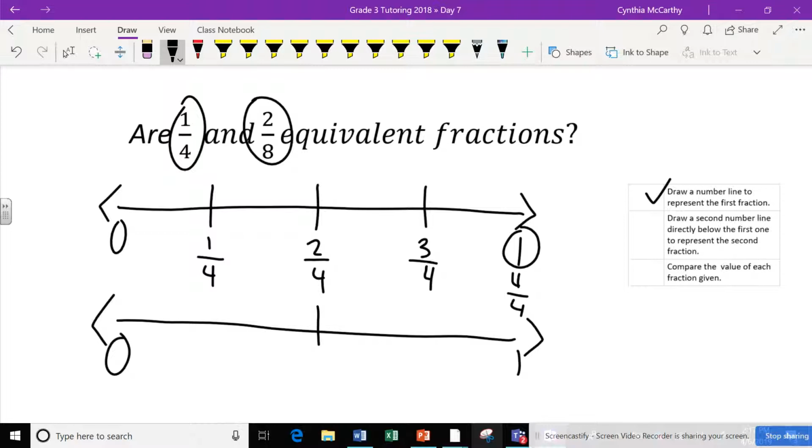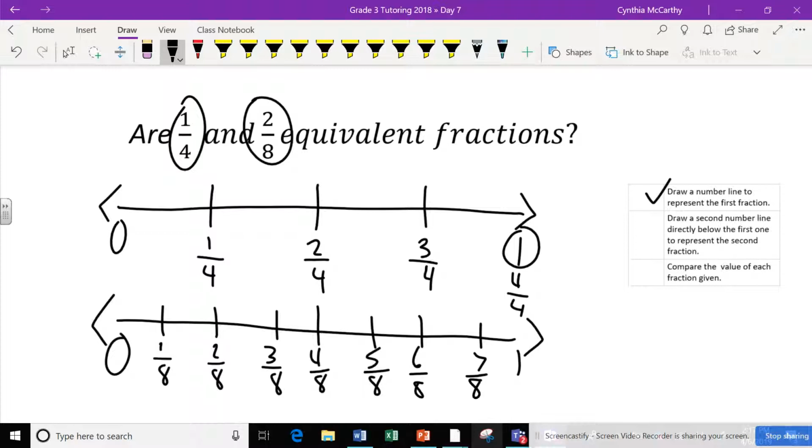Since 8 is an even number, I know that I can divide this right in half and then make 4 on one side and 4 on the other, to the best of my ability. I know that this first tick mark is 1/8, 2/8, 3/8, 4/8, 5/8, 6/8, 7/8, and my last line is 8/8, which is the same as 1 whole. I just finished my second line.